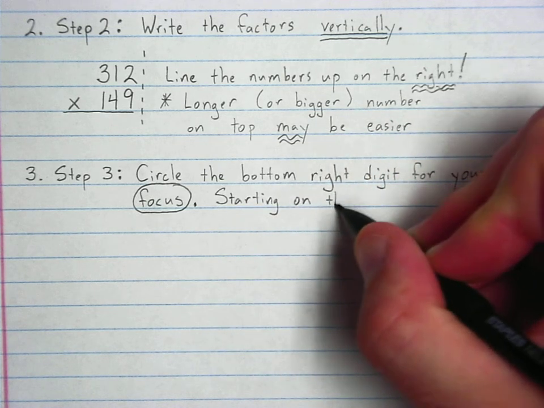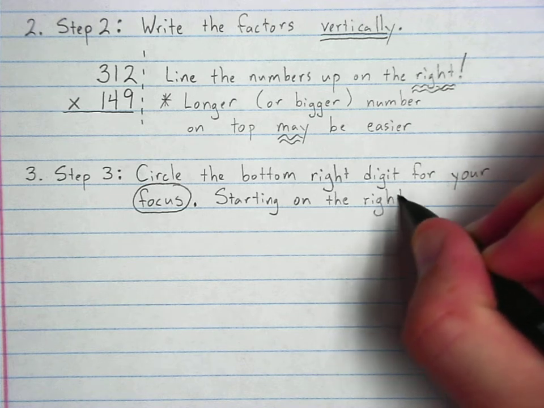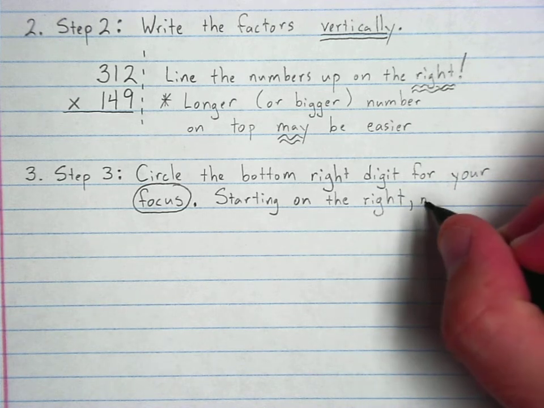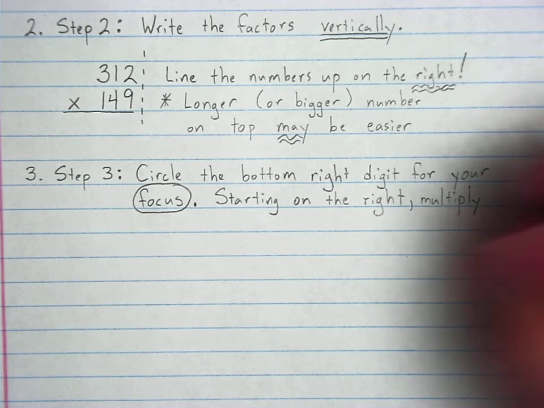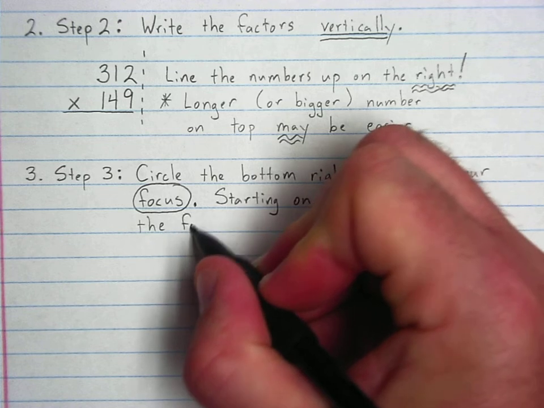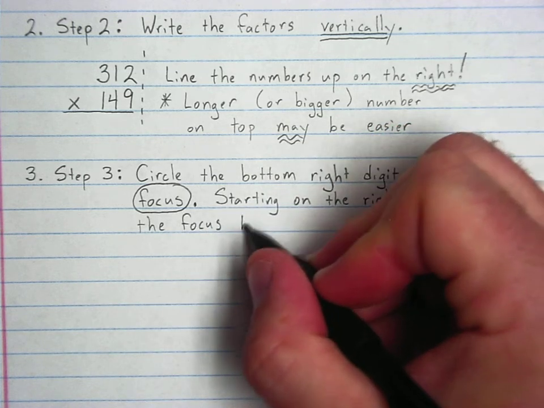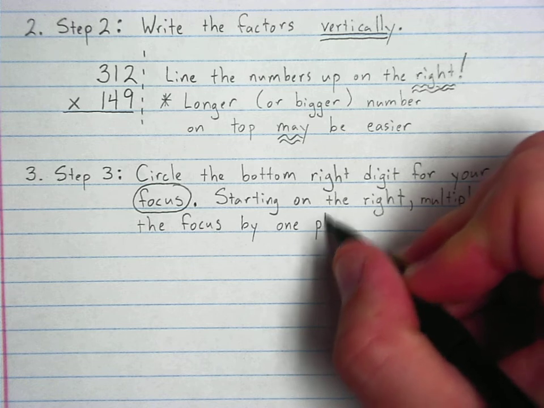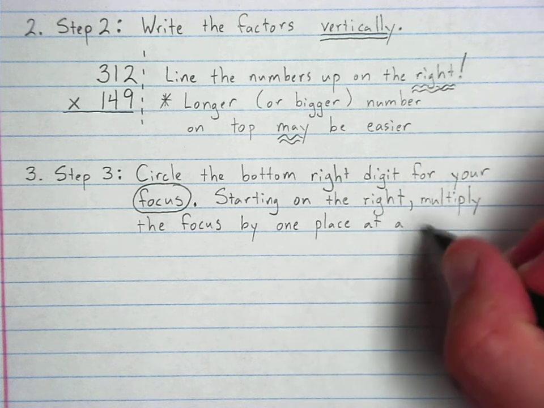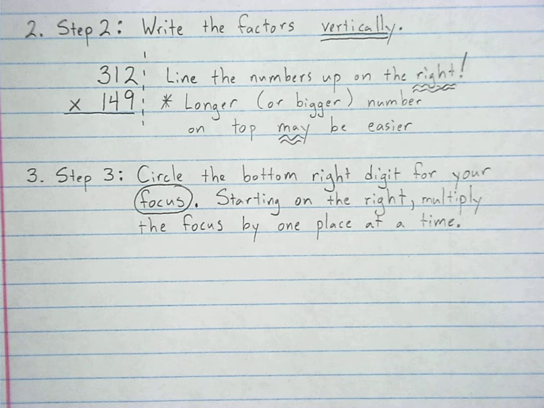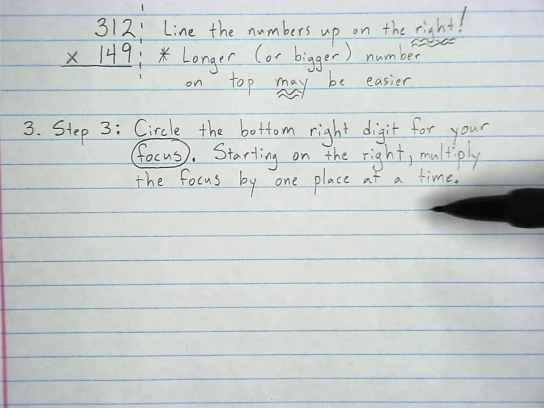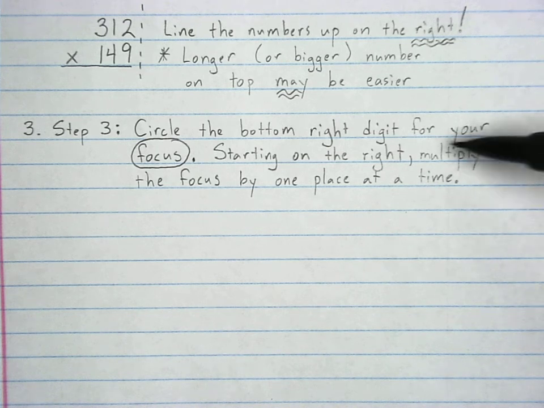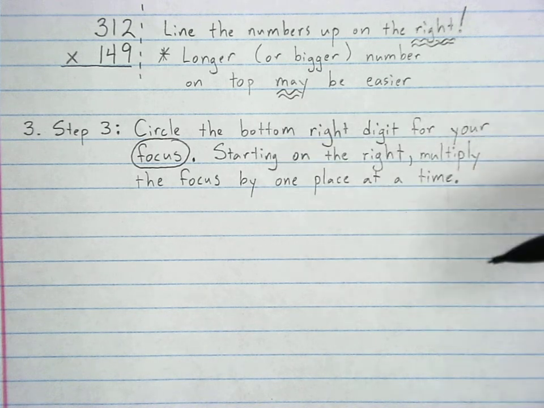Starting on the right, I know we got a lot of writing here. Starting on the right, multiply the focus by 1 place at a time. What we're doing is connected to the area model. We're multiplying one piece times each place value, each column. Okay. I'll be able to show you that a bit better in a moment.